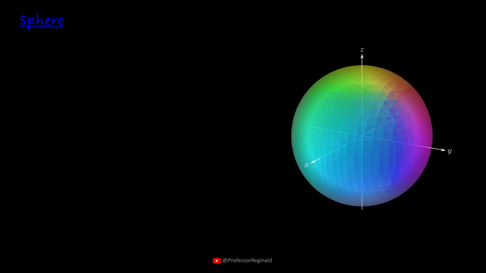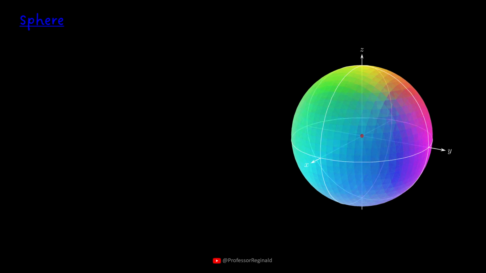Sphere. A sphere is a surface that consists of all points that are equidistant to the center. It has circular horizontal and vertical traces. The standard form of the equation of a sphere that has a radius r and centered at the origin is given by the following second-degree equation.